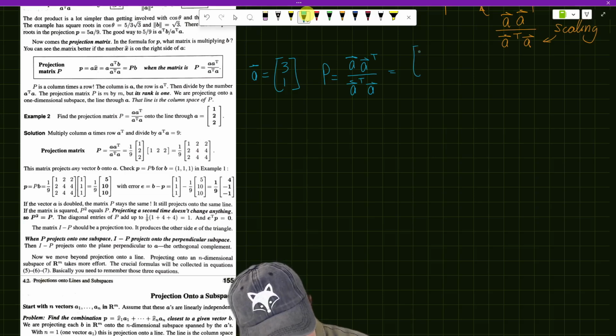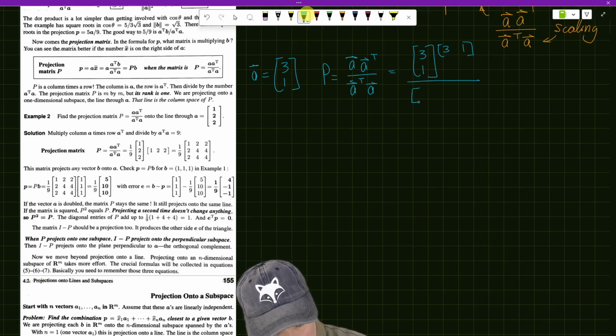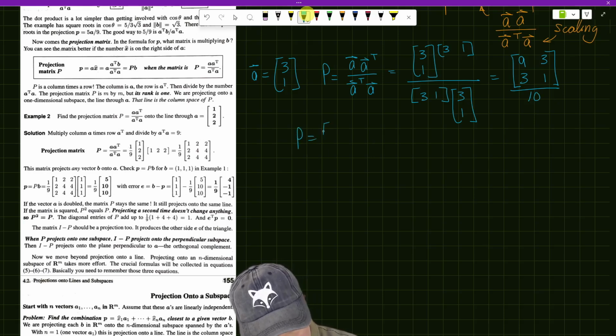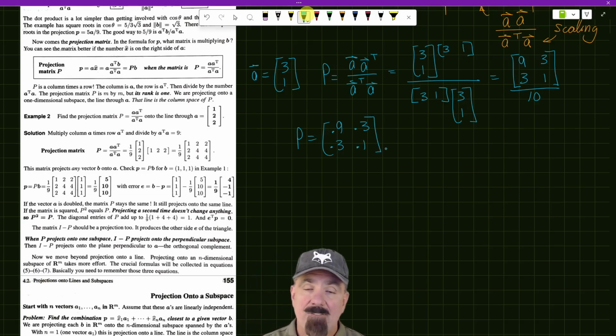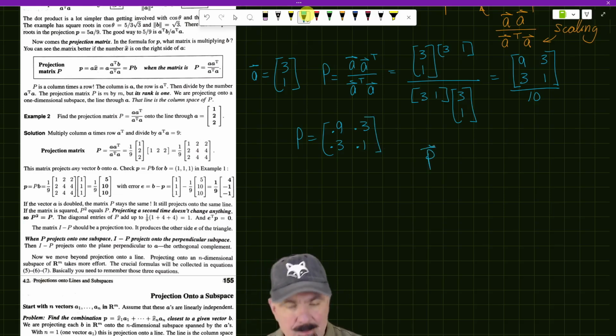So the outer product here is 3, 1 times the transpose 3, 1, divided by the inner product, which is 3, 1 with 3, 1. So this is going to give us the matrix 9, 3, 3, 1, divided by 10. So our projection matrix is equal to 0.9, 0.3, 0.3, 0.1.